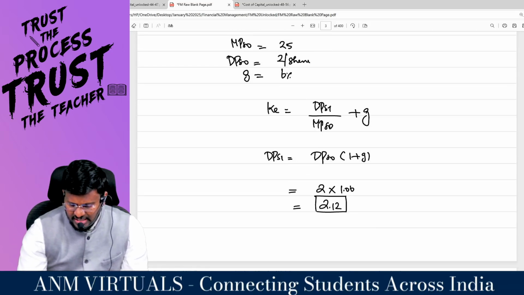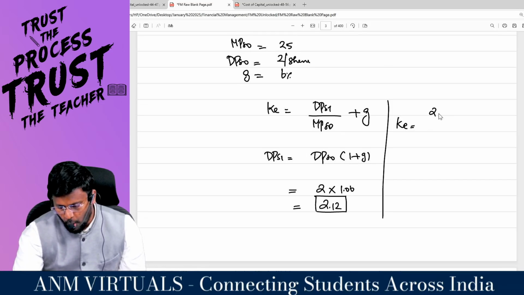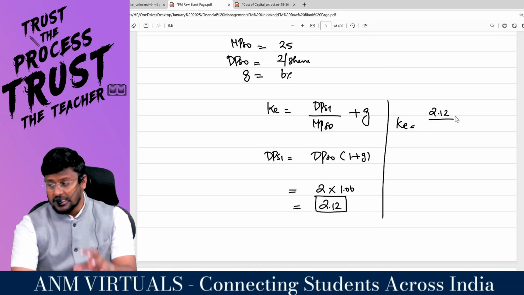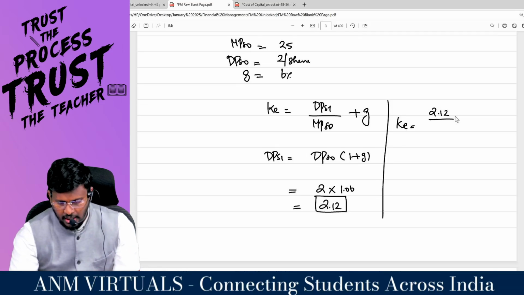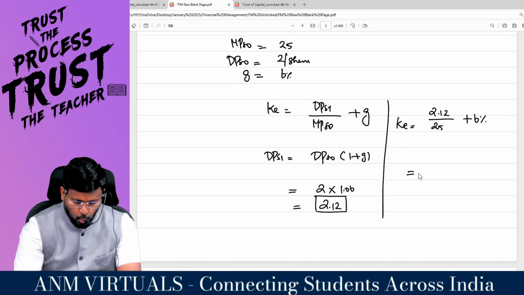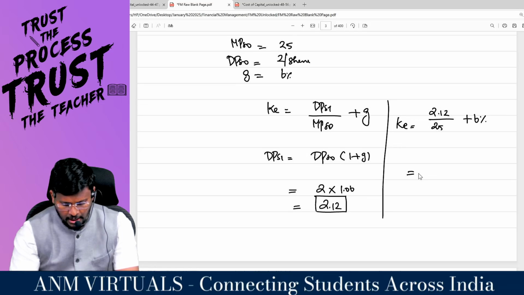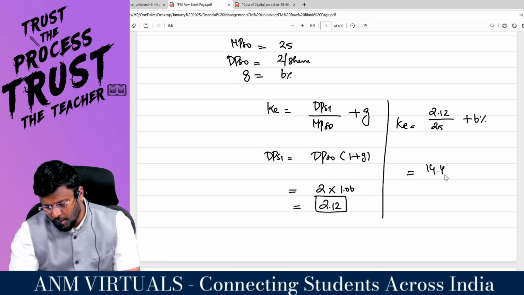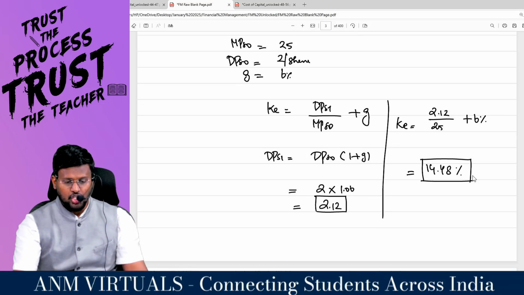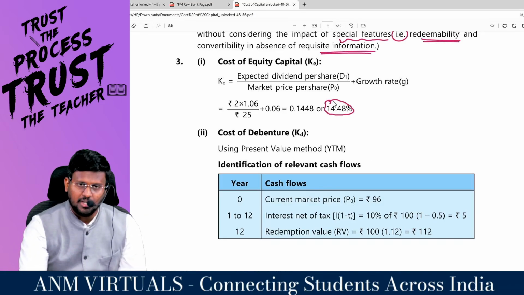So we can finalize the KE. Basically KE is equal to 2.12 divided by MPS 0 already given in the question as 25 plus they are expecting a growth rate of 6 percentage. So 2.12 divided by 25 means 8.48 percentage plus 6 means 14.48 percentage is the KE, that is cost of the equity. That's what 14.48 percentage.